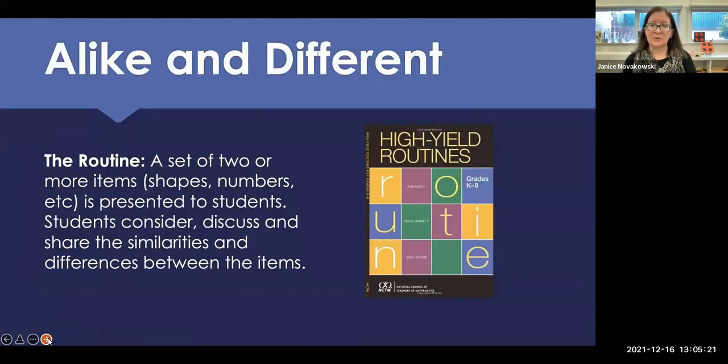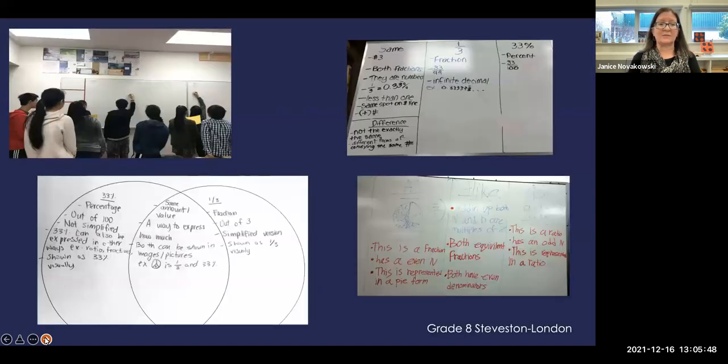The routine I'm going to share with you today is alike and different, and it was introduced in the book High Yield Routines, published by the National Council of Teachers of Mathematics. Essentially, for this routine, you present a set of 2 or more items. It could be a visual or a photograph of the items, or it could be the actual 3-dimensional items. Those items are presented to students, and students are asked to consider, discuss, and share the similarities and differences between the items. Here's an example drawn from that book.